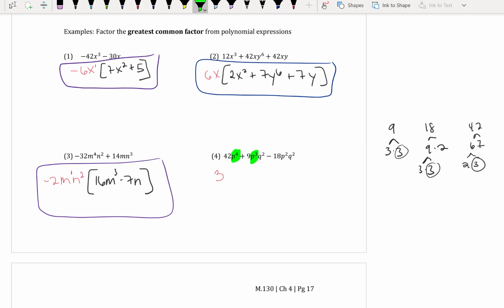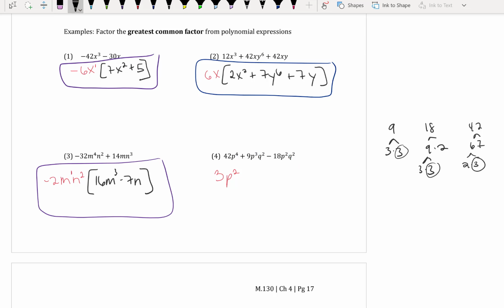Now I'm going to look at my p-value. Here's p to the 4, p cubed, and p squared. So the smallest p that they all have in common would be a p squared. Now I'm going to look at my q's. Here's a q, here's a q, ooh, but that first term does not have a q, so therefore it would not be part of my GCF because it needs to be true in all 3 terms.